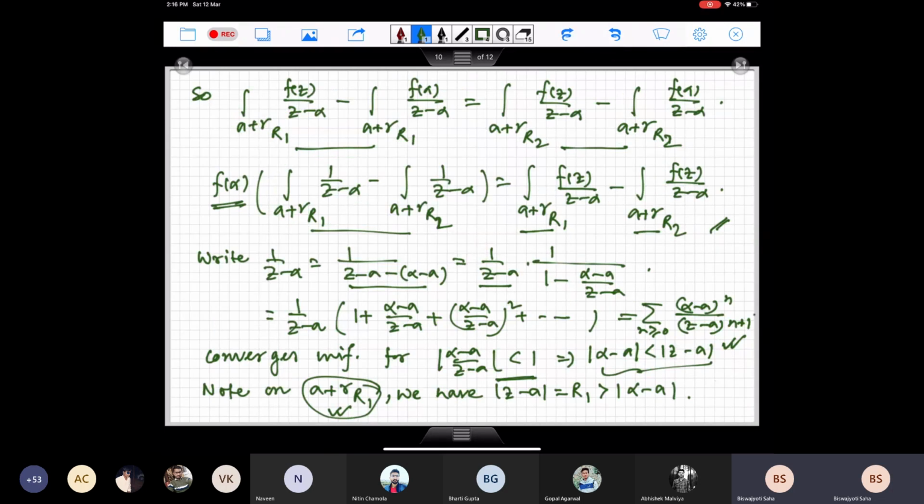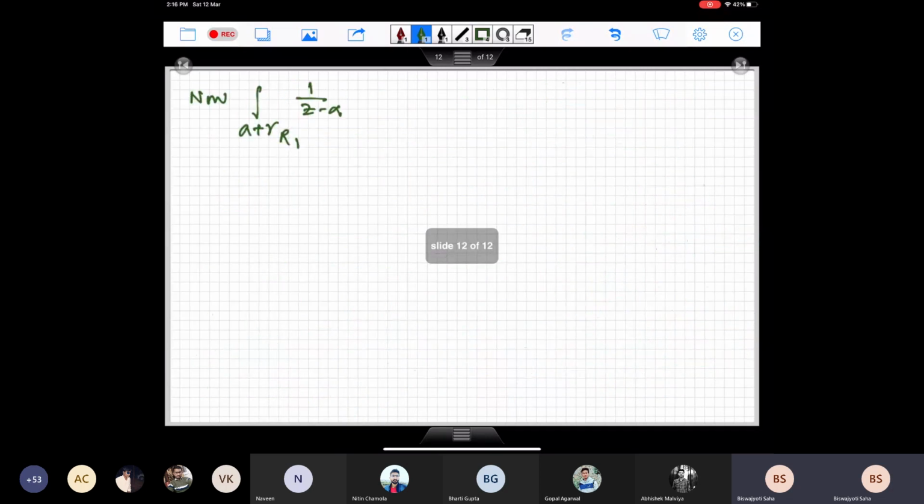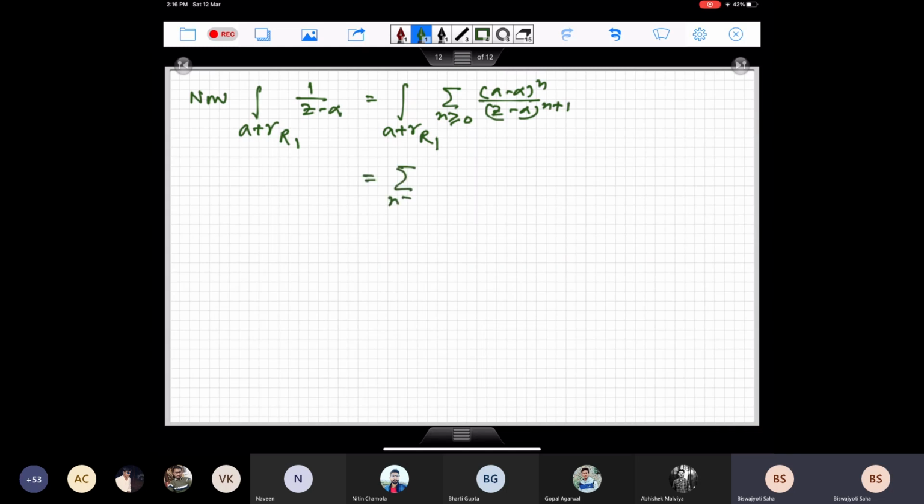So what do I know there? I know that the function actually looks like this, so we will substitute it there. The function over a plus gamma r1, 1 over z minus alpha, looks like the sum for n bigger than or equal to 0 of a minus alpha to the power n over z minus alpha to the power n plus 1. And again the convergence is uniform, so I can write n bigger than or equal to 0. A minus alpha to the power n really does not matter, this is a constant. The integral over a plus gamma r1, and now I have 1 upon z minus alpha to the power n plus 1.